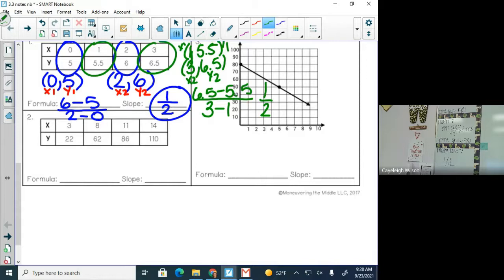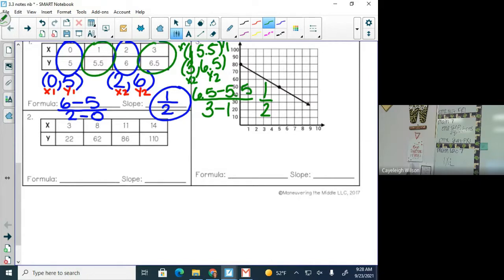So even if Isaac chose the ones in blue and Brody 2 chose the one in green, that's still fine because slope is constant. It doesn't matter what 2 points you choose, your slope is still going to be the same. Slope should always be a fraction, improper or proper, or a whole number. You should never give slope as a decimal.